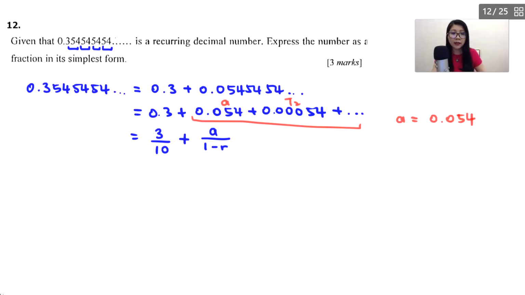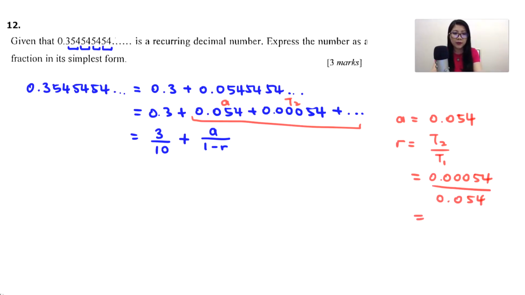Next is to find the R. R is T2 over T1, and T1 is A. So T2 is 0.00054 over T1, which is 0.054. When we use the calculator to calculate 0.00054 divided by 0.054, we get 0.01. So R is 0.01. Now we're going to substitute the values of A and R into the formula.